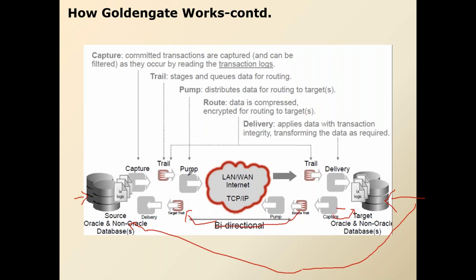So the thing is, each process in GoldenGate is independent of each other. So the capture process is independent of pump and delivery. Similarly, another thing, if you see, this process flow is different. So site 1 to site 2.